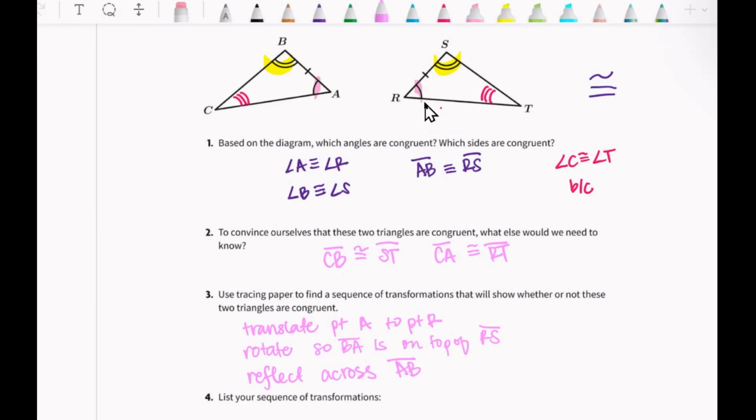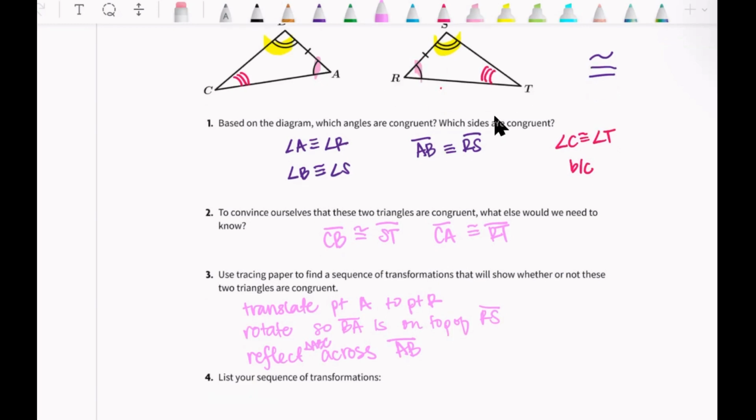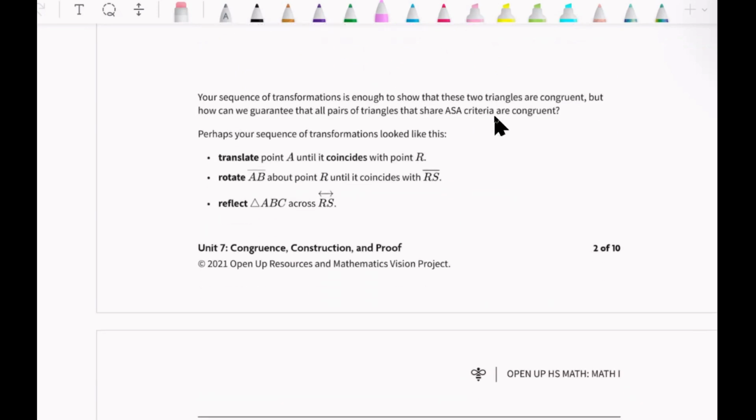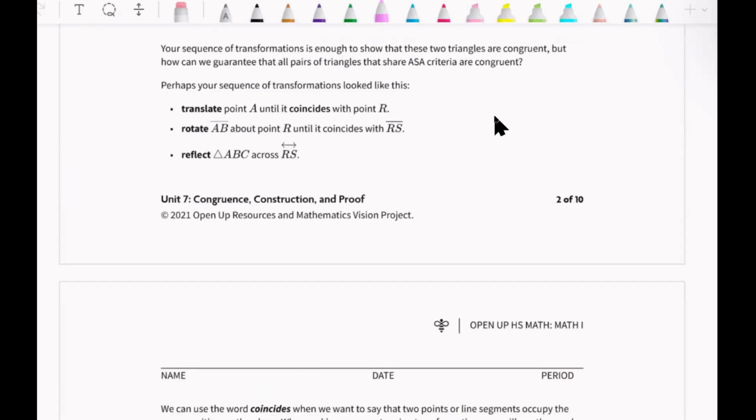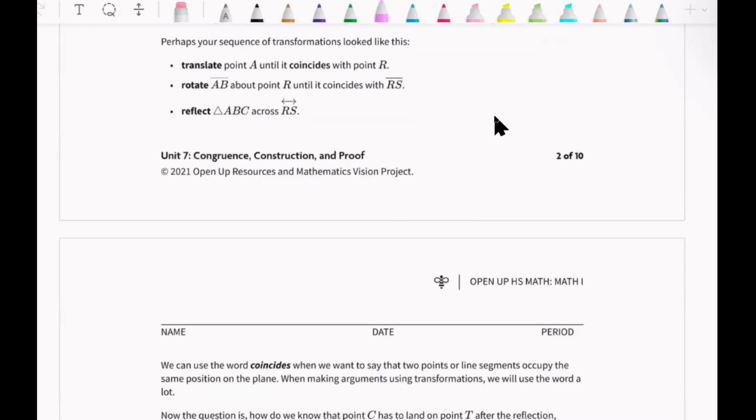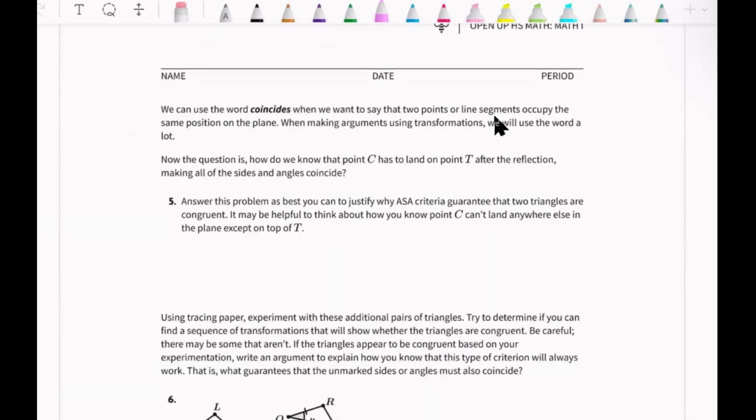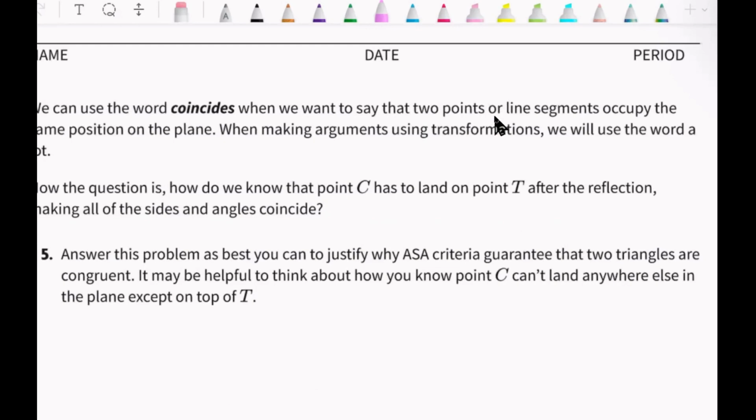Sorry, I should say reflect triangle ABC across the line AB. Then you would be able to see that it's exactly the same. It says your sequence of transformations looks exactly the same. We translated, rotated, and reflected. We can see that the word coincides when we want to say the 2 points or line segments occupy the same position on the plane. When making arguments using translation, we will use this word a lot.